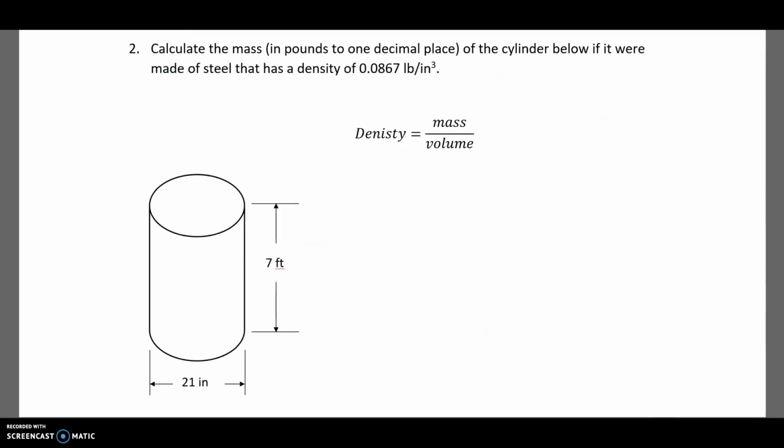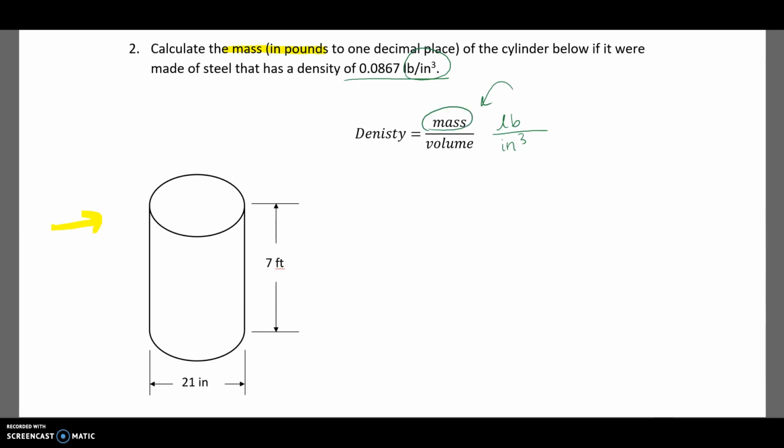In this next example, we're again going to try and calculate the mass in pounds of this cylinder below, knowing the relationship between mass, volume, and density. We know that the cylinder below is made of steel, and this steel has a density of 0.0867 pounds per cubic inch. The density equation is given here. Density equals mass over volume. From the units I'm given in the question, I know that in this case, my mass will be in pounds, and my volume will be in cubic inches. I can use this now to solve for mass.